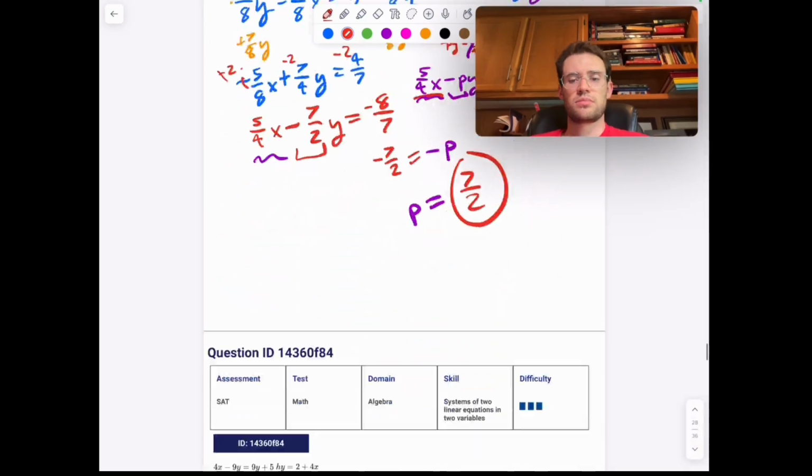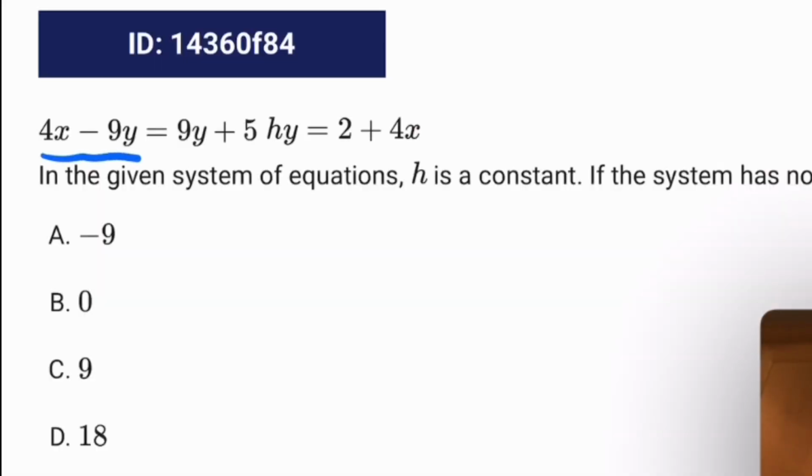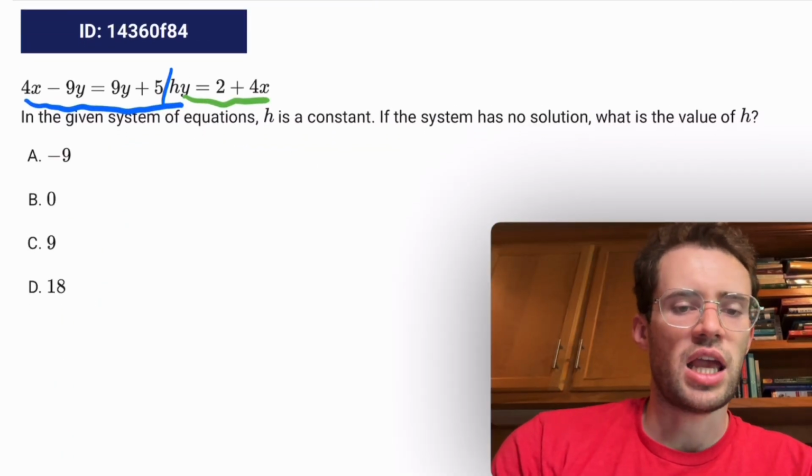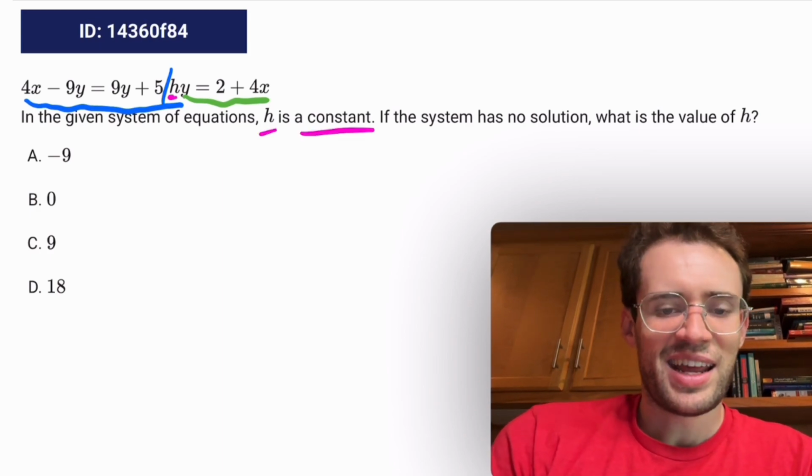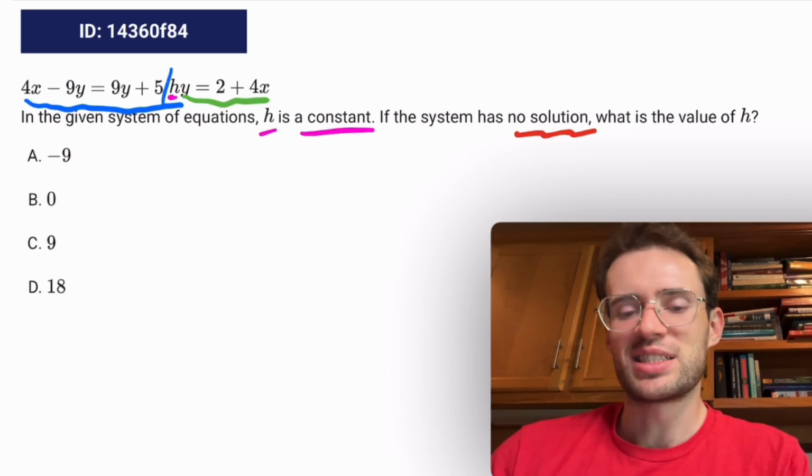That's good. All right, we have 4x minus 9y equals 9y plus 5. And we have hy equals 2 plus 4x. In the given system of equations, h is a constant. So here's your h. And it's going to be another no solution one, isn't it? If the system has no solution, what is the value of h?